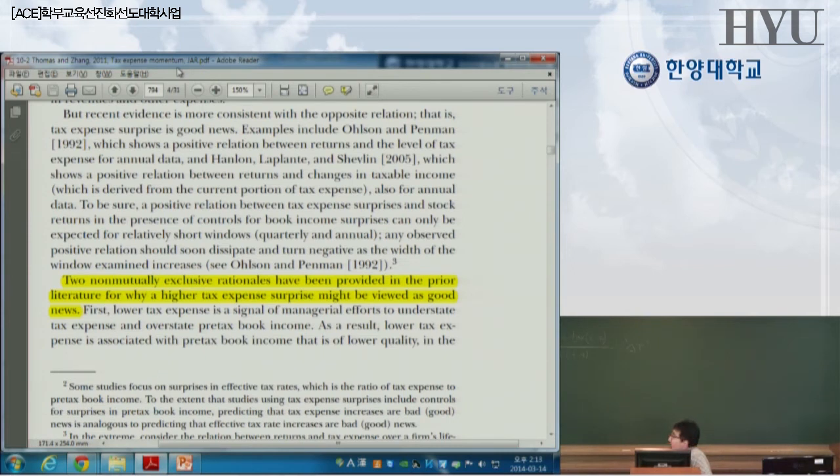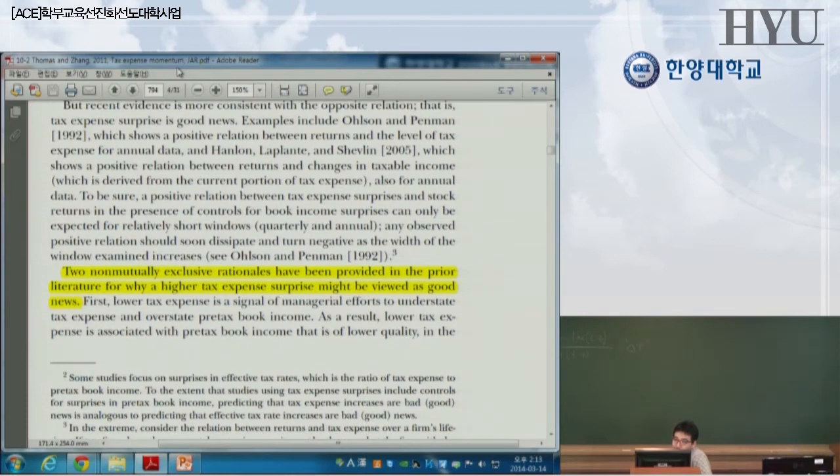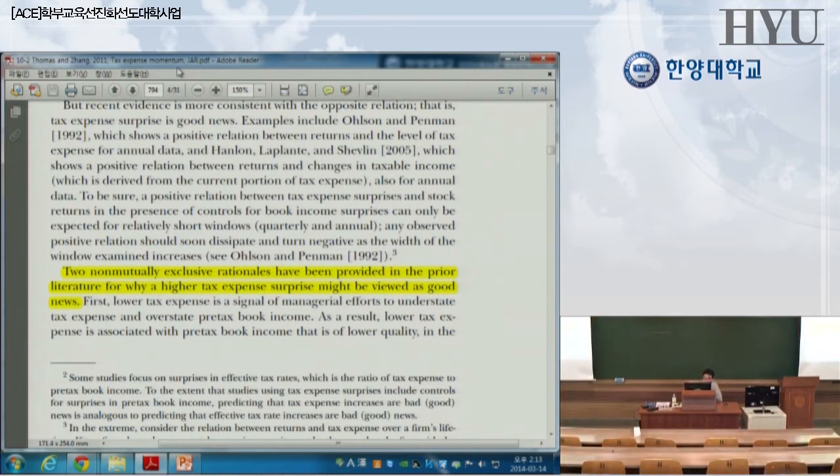So again, we have to go into the economic equation. Two non-mutually exclusive rationales have been provided in the prior literature for why a higher tax surprise might be viewed as good news. So why is it good news? First, lower tax expense is a signal of managerial effort to understate tax expense and overstate pre-tax income. That is possible. They pay less tax because they did smart tax accounting. So it is possible they manipulate their income.